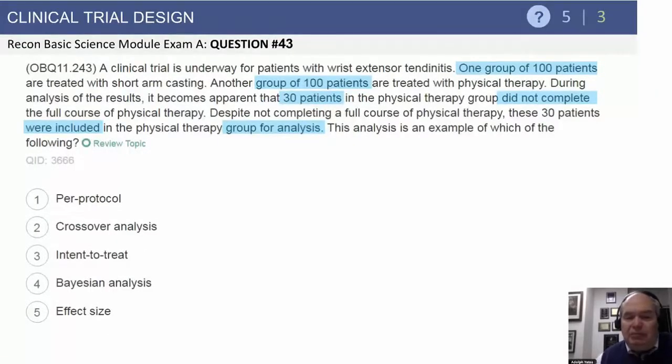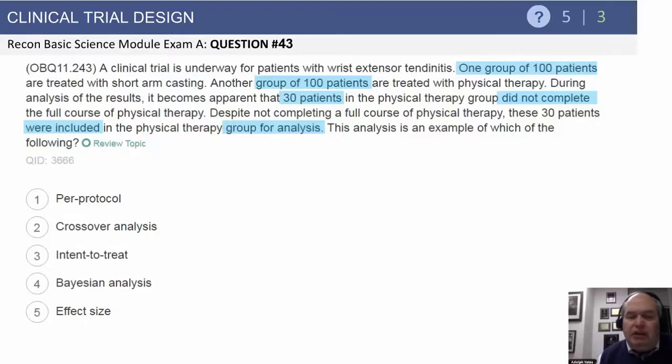Again, it's important to just pick out the key phrases and questions. And the key phrases in this particular question is that you're seeing two groups, 100 patients in each, and then you see that 30 patients did not complete. Don't get absorbed with the nature of the study, but look at the overall structure of it.